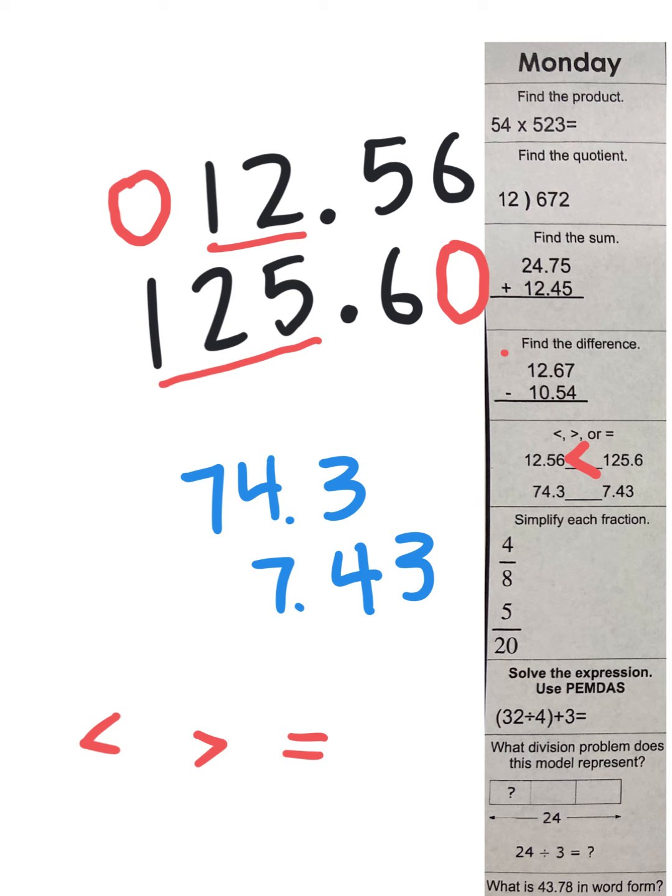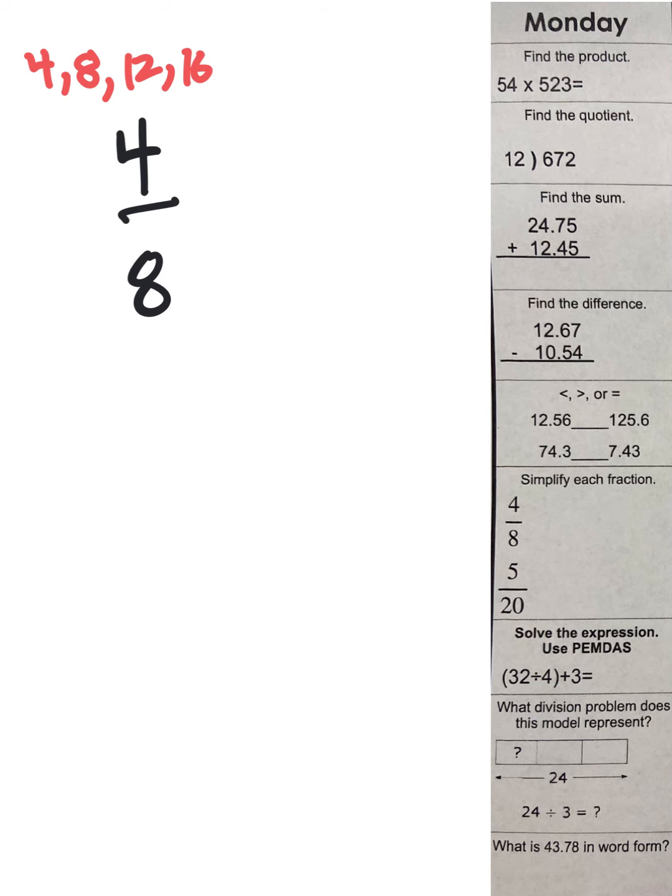Now let's compare 74 and 3 tenths to 7 and 43 hundredths. Again, I can look at my whole numbers here, guys, and see 74 is greater than 7. That lets me know 74 and 3 tenths is greater than 7 and 43 hundredths.